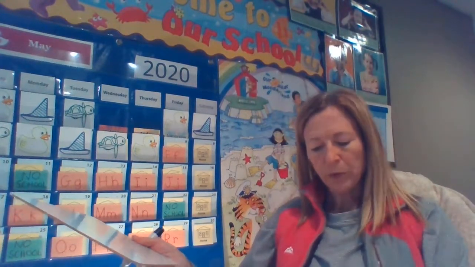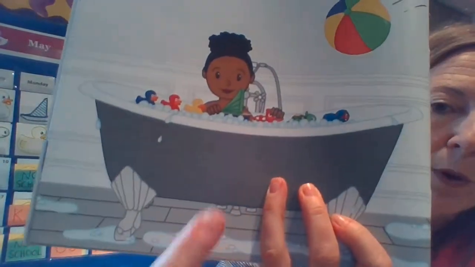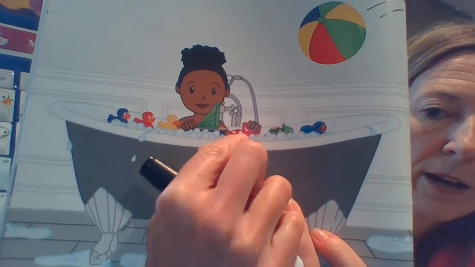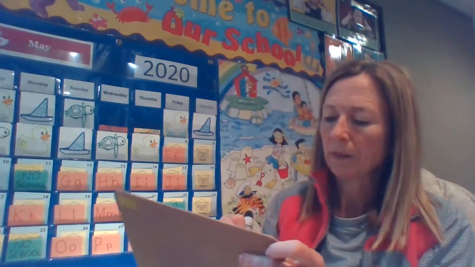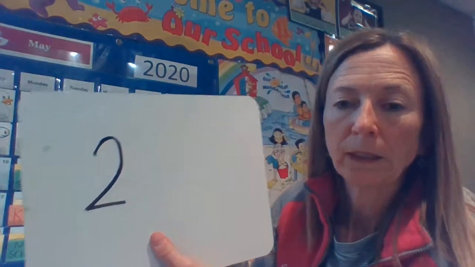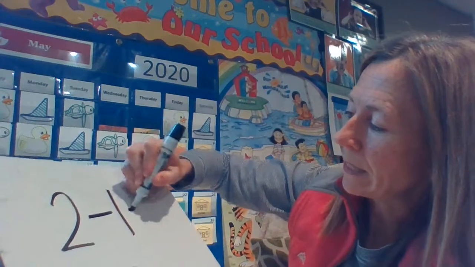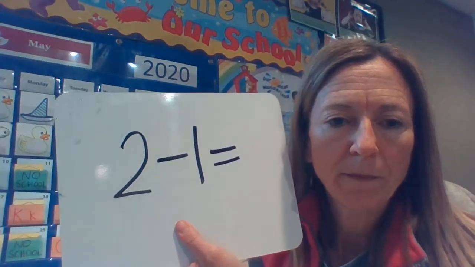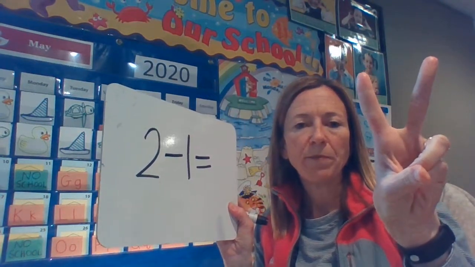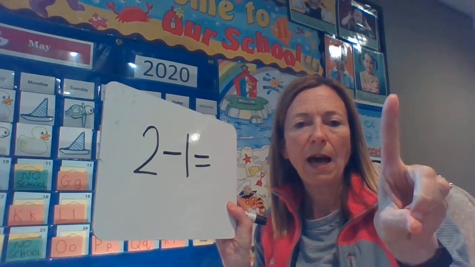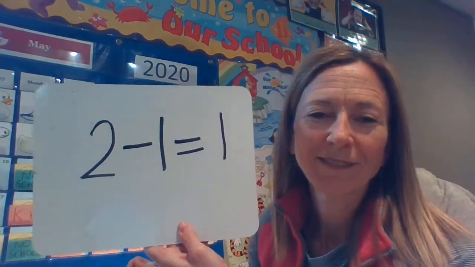Let's take a look at Michaela's boats. How many boats do you see in the bathtub? I spy 2 boats. A green one and a red one. 2 boats in the bathtub. Her mom takes away 1. How many sailboats would be left in the bathtub? Let's try it on our fingers. If we had 2 sailboats in the bathtub and mom took 1 away, how many are left? If you said 1, you are correct. Great job.